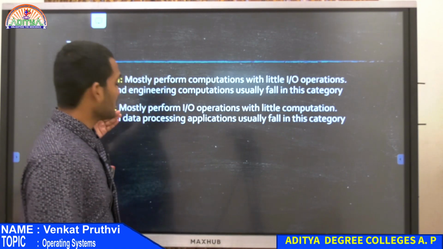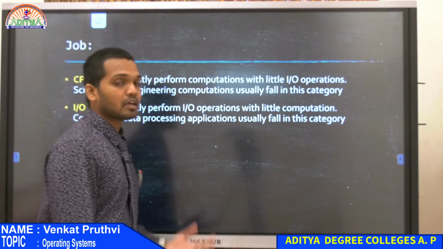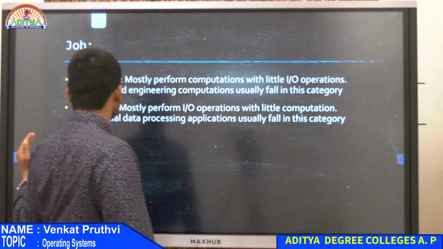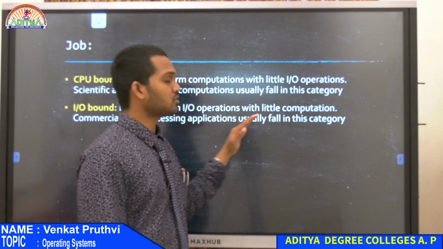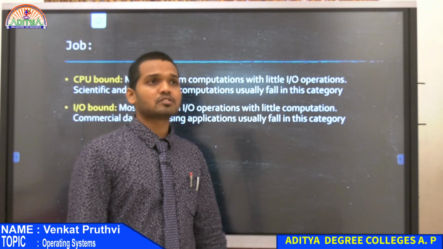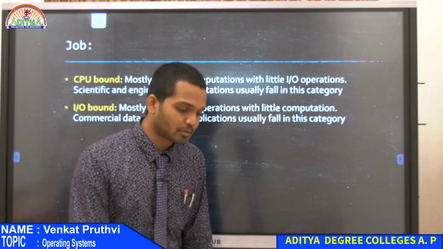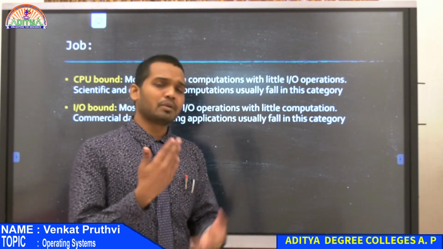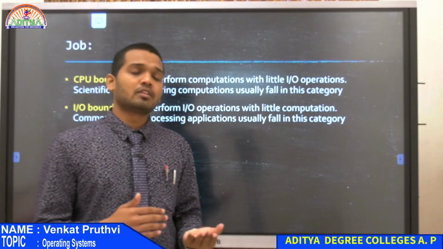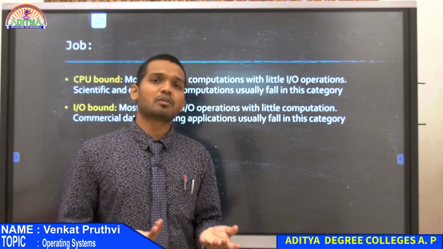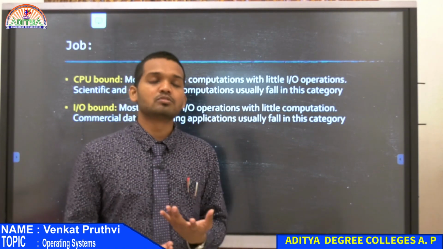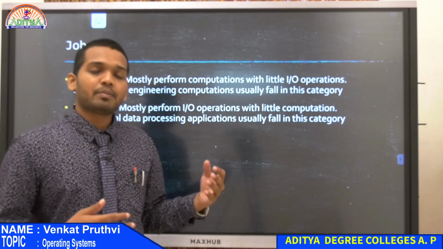Okay. And the second kind of jobs or processes are input output bound, which mostly perform input output operations with little computation. Commercial data processing applications usually fall in this category. Also, for input output bound processes, you can just consider your personal computers or laptops, because you always try to give some input to the computer. You try to search for something on the web or the internet, you open some documents, you click on some applications and try to use them. All these things are happening with the help of your input.